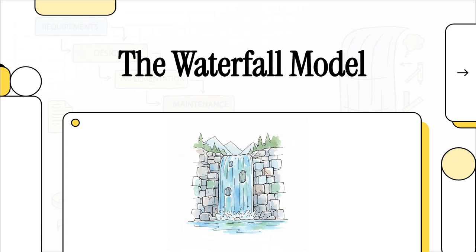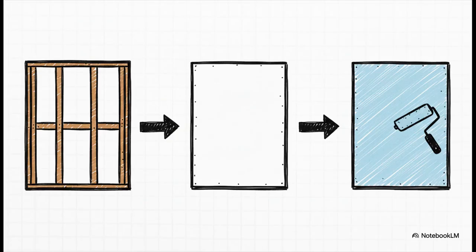Welcome to the Explainer. Today, we're going to break down a foundational concept in software development, the waterfall model. Think about it like this. You can't paint a room before the walls are even built, right? You have to build the frame, then put up the drywall, then you can paint. There's a sequence. That simple step-by-step logic is the absolute key to understanding the waterfall model, which was really the original blueprint for how we build software.